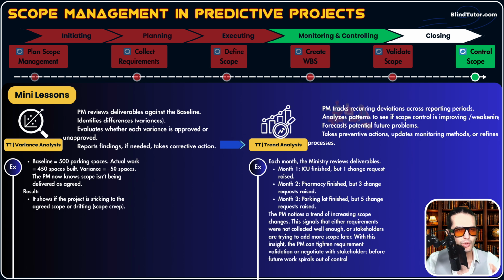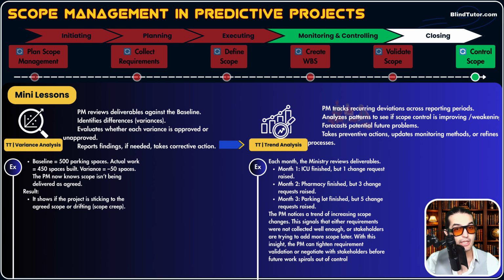In step 2, you analyze patterns to see if scope controlling, or control scope, is improving or weakening. Let's analyze the pattern. Month 1, 1 change request. Month 2, 3. Month 3, 5 change requests. Is our control scope improving or weakening? By control scope, we mean we make sure that our scope is protected.